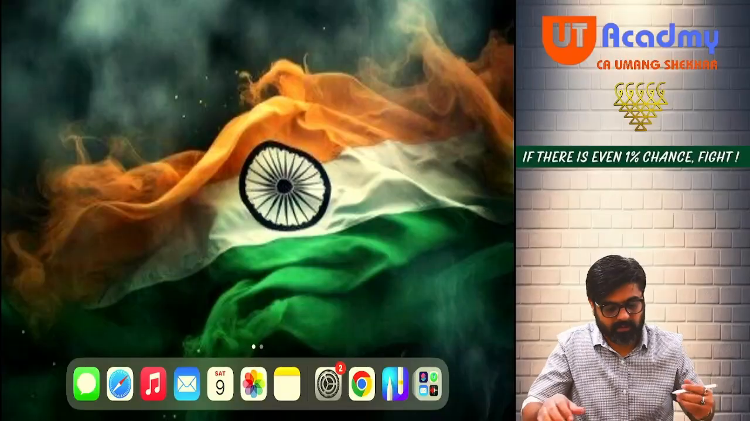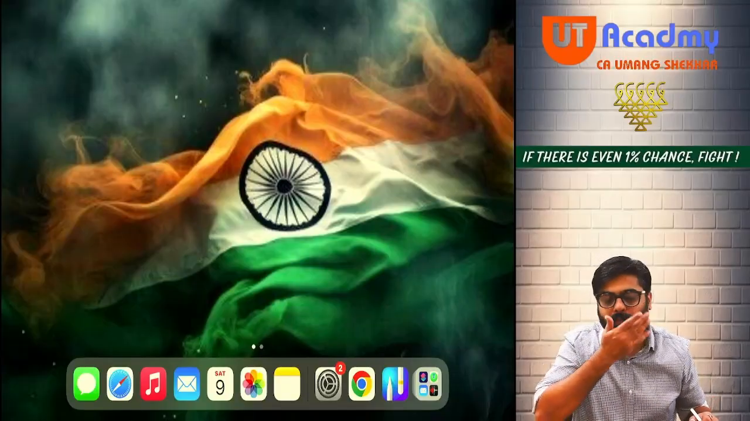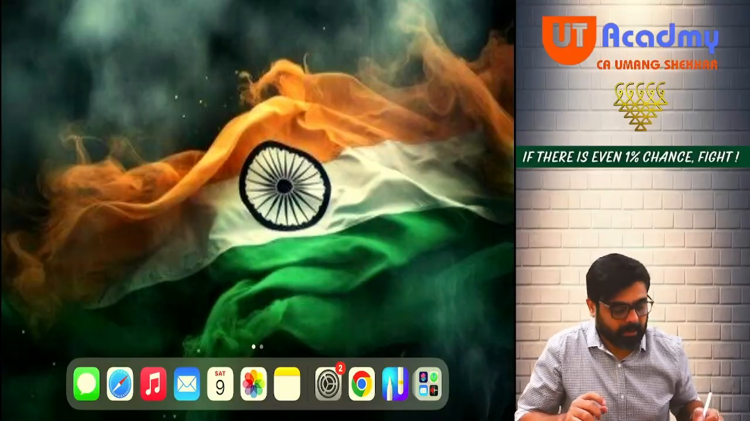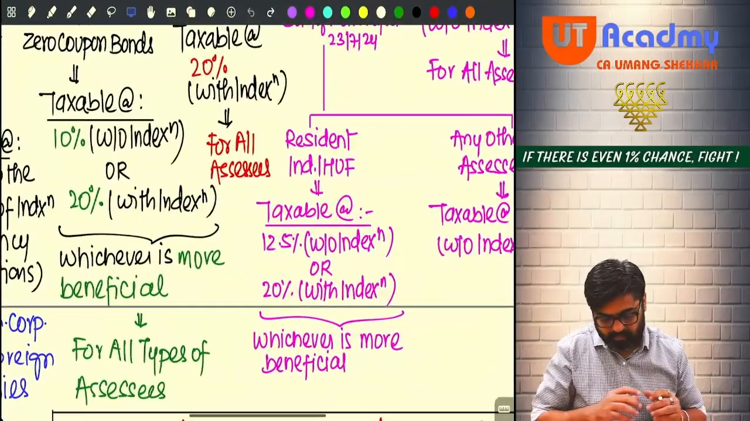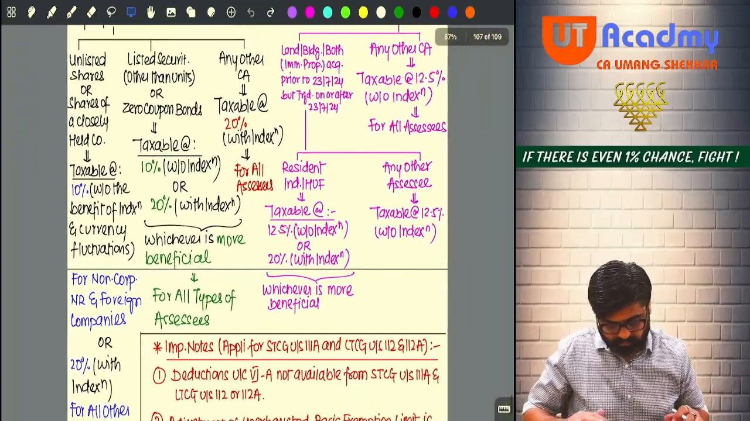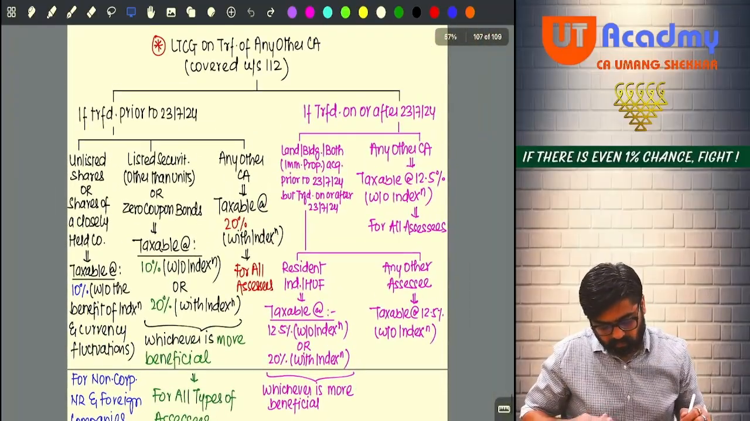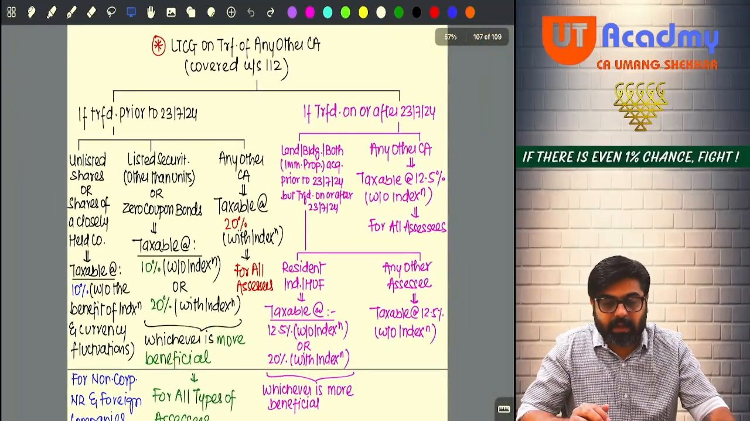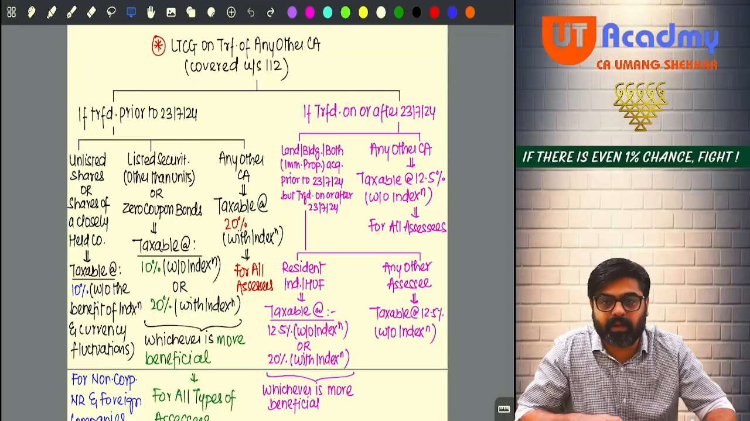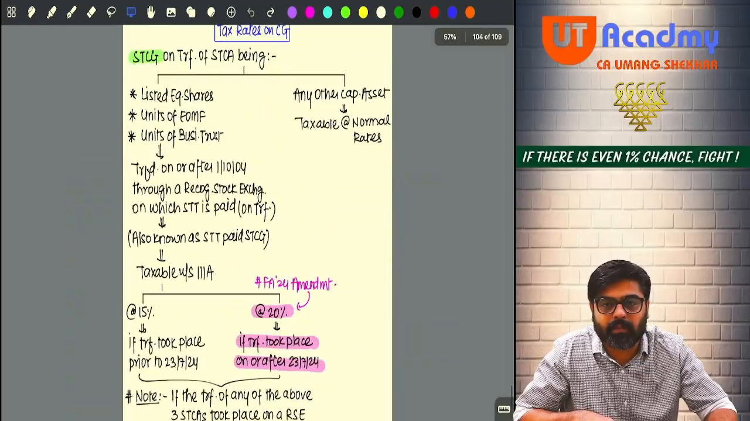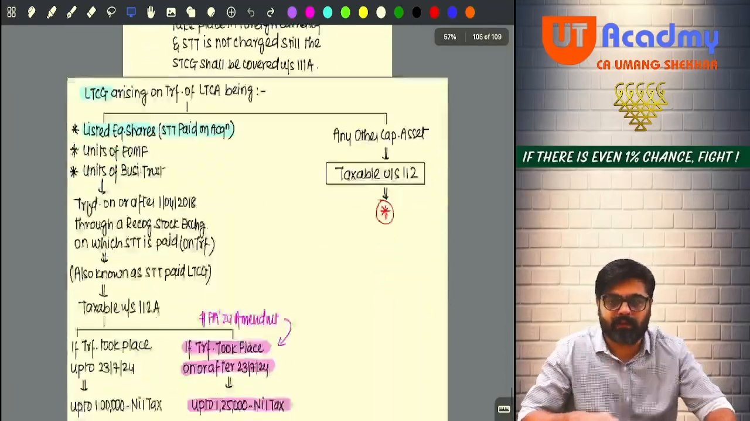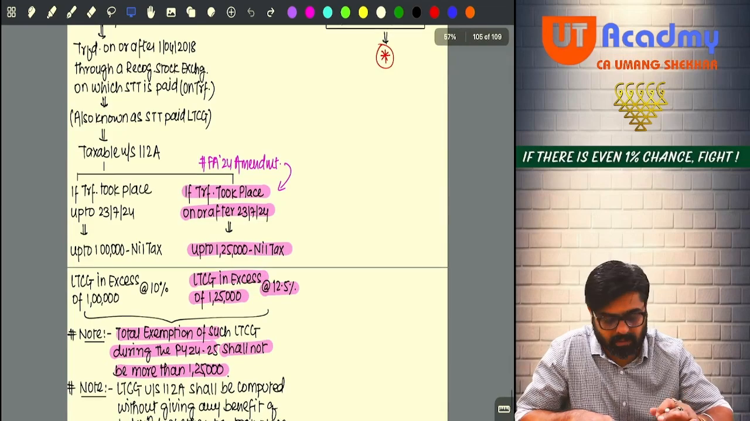So let's finish with capital gain. Okay, now friends, last lecture we completed the tax rates of short term capital gains and long term capital gains. Now what are the tax rates? We are all aware about that now.